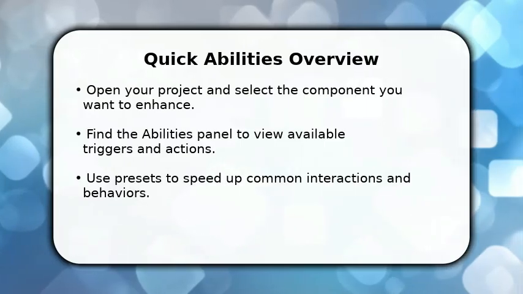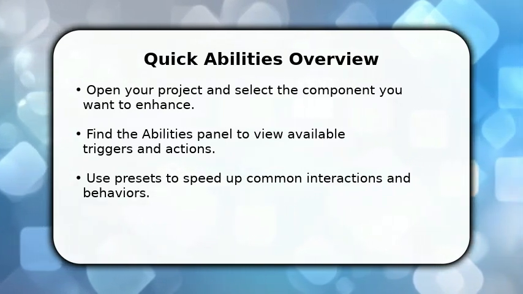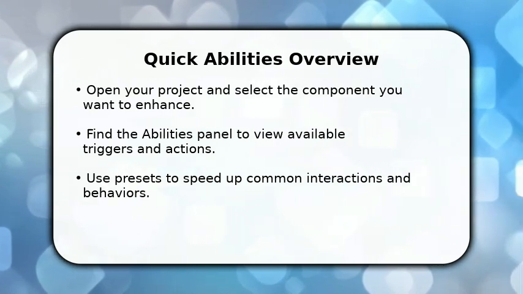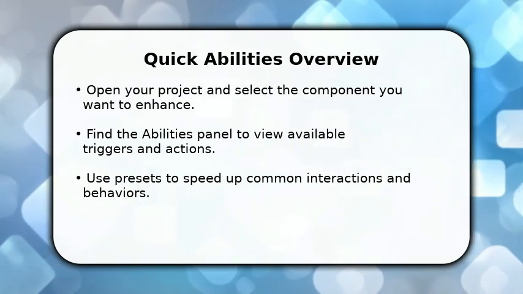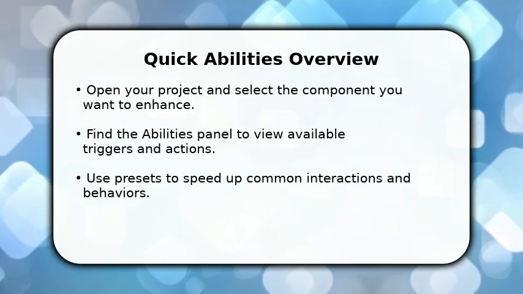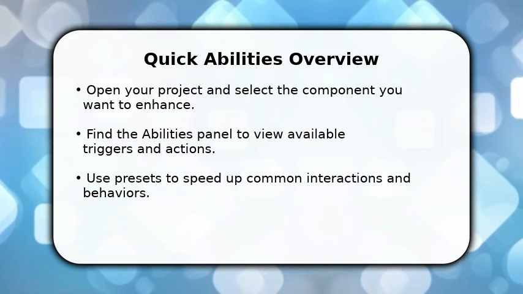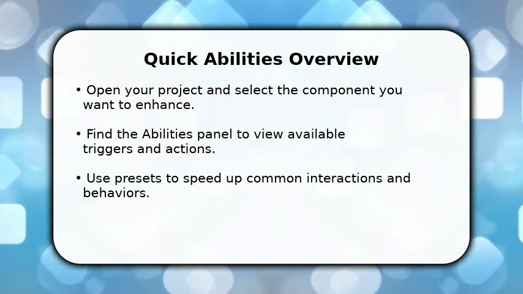In this video, I will show how to use abilities in Invision's Webverse mobile. Open your project, select the component, then open the Abilities panel to add triggers and actions. Choose a trigger like tap or hover, pick an action such as animate or navigate, and fine-tune timing and easing. Test in preview, adjust parameters, and repeat until interactions feel natural and responsive for your users.